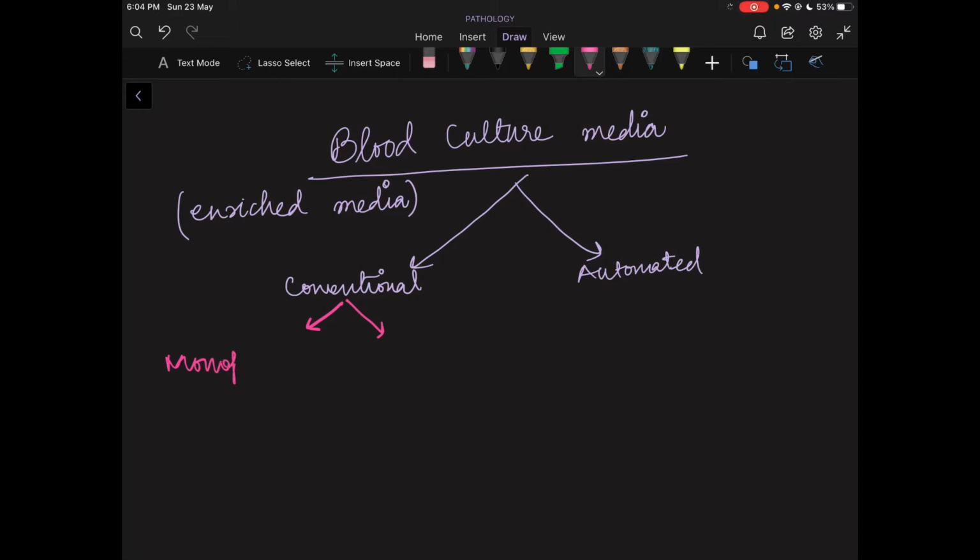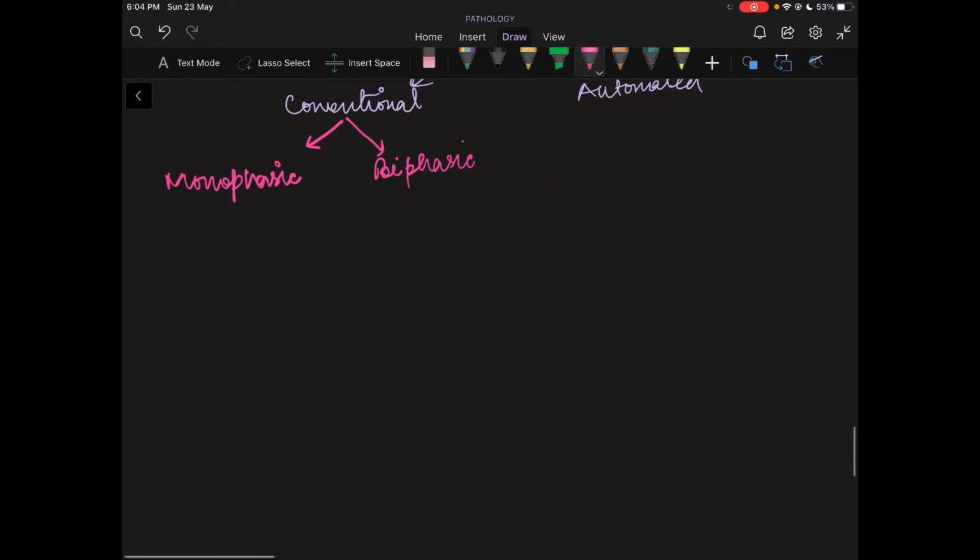Monophasic and biphasic media. So in monophasic, you just have brain heart infusion broth, and in biphasic you have brain heart infusion broth plus brain heart infusion agar slope. So what are the advantages and disadvantages of them?